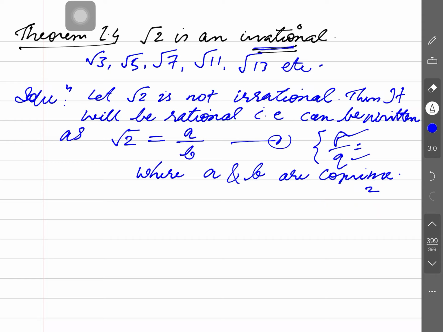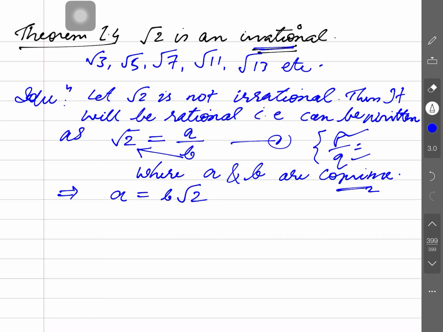Now come on further. Suppose a and b are co-prime. Further this can be written as a equals b times root 2. Is that clear? This is called cross multiplication. However, after that the irrationality is still appearing over 2.